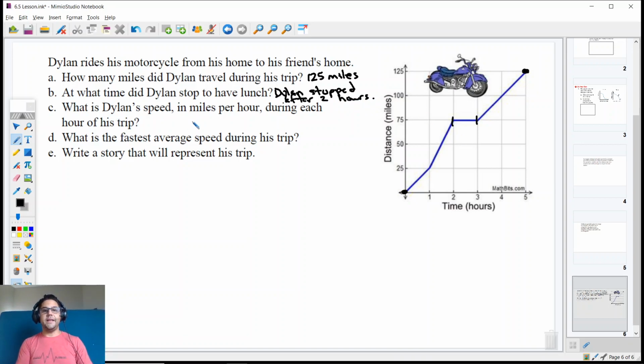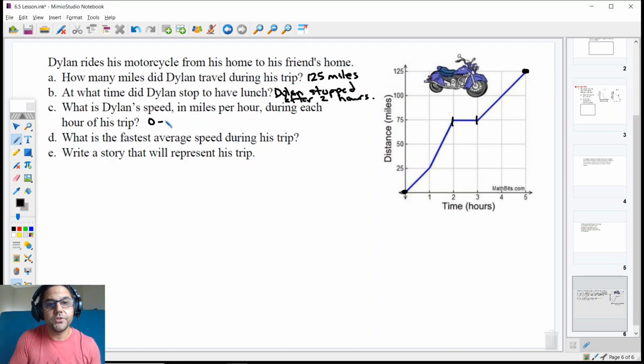What is Dylan's speed in miles per hour during each hour of his trip? So let's see. Okay, we're going to have a multiple... I think this might be connected to the slope. There we go. All right, so from 0 to 1.